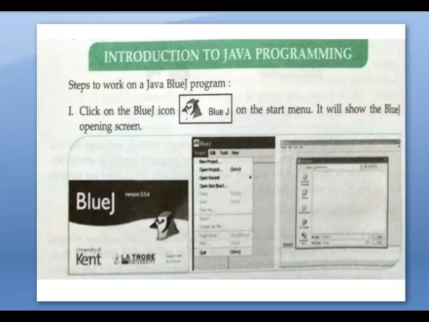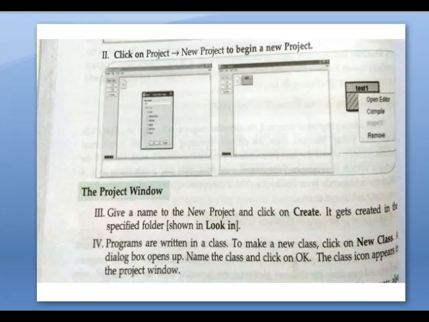The second step is click on project and create a new project. If you create a new project, the window will appear here. Here you have to create the class. So this is the class, Test 1. This is called a class. If you double click this class, it will show you a default program. Give a name to the new project and click on create. It gets created in the specified folder.